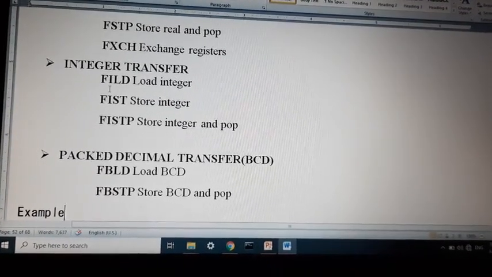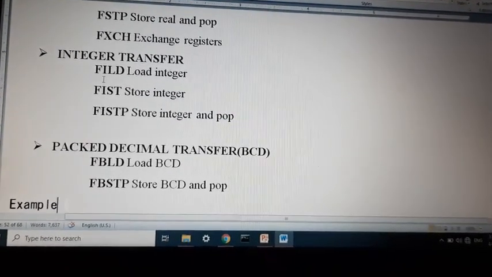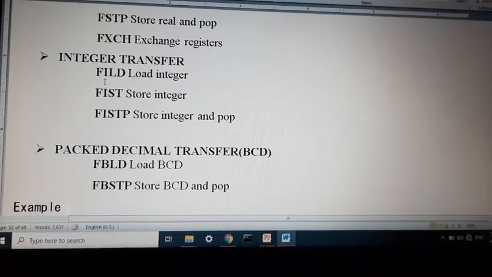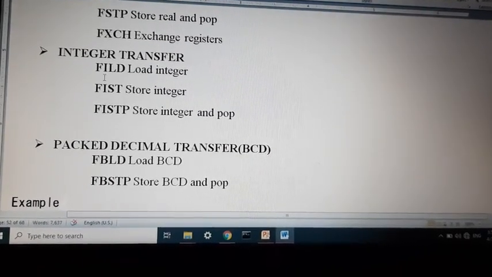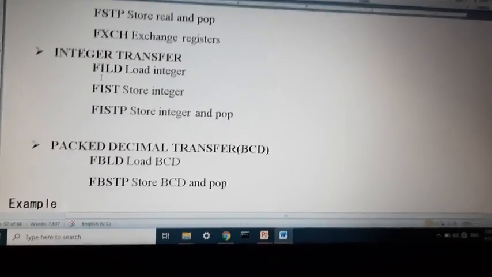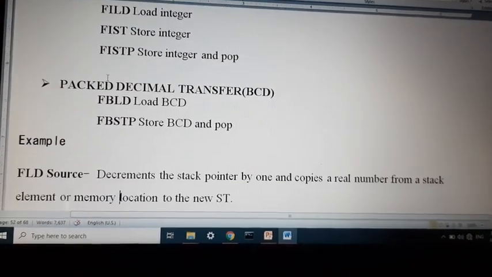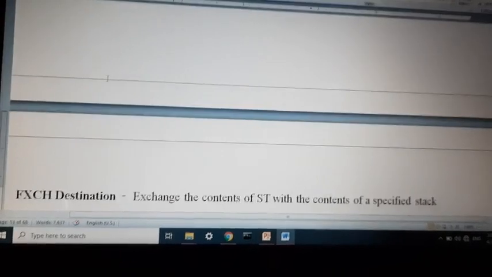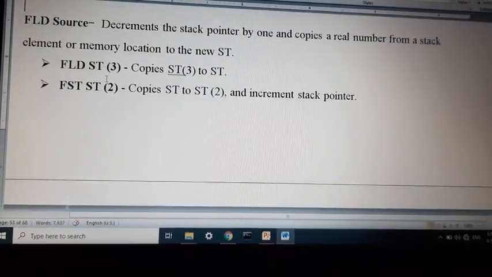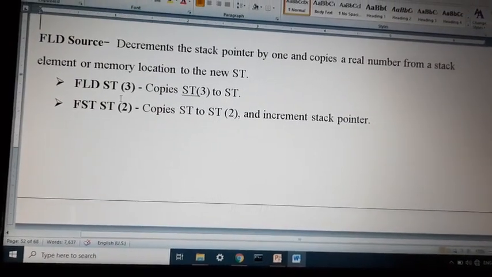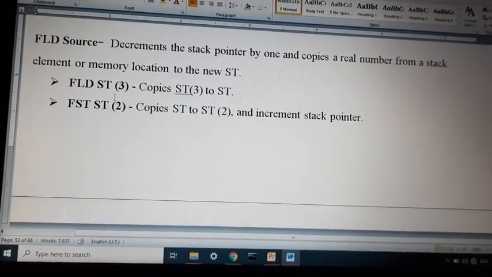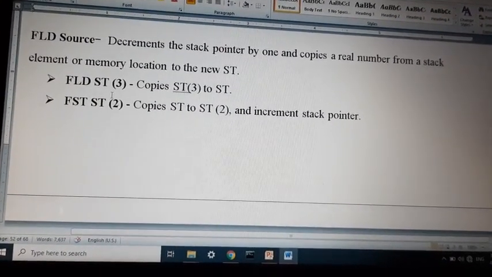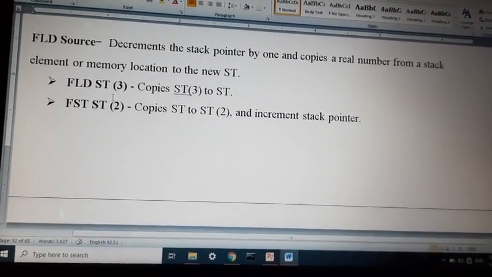Now here also, as the 80387 is able to perform only on the real data type, first it will convert the packed BCD into the real and then it will perform the load and respective store operation. Now we can see the example over here. See, the first instruction is your FLD instruction. So FLD source, it always first decrements the stack pointer by 1 and then it will perform the load operation.